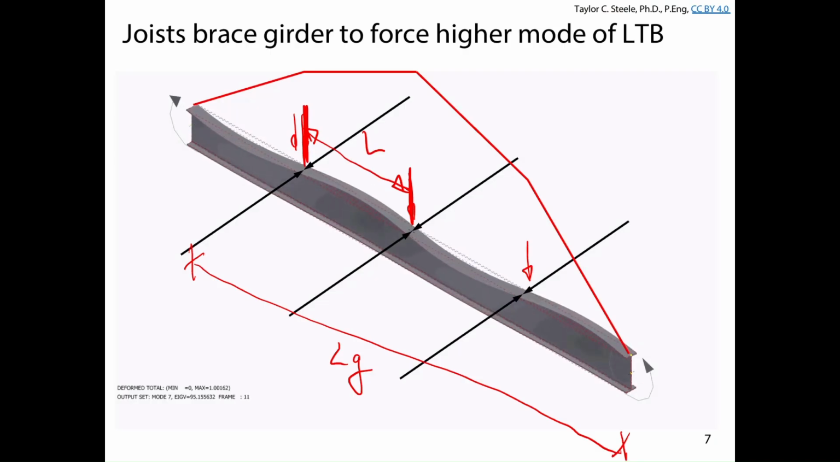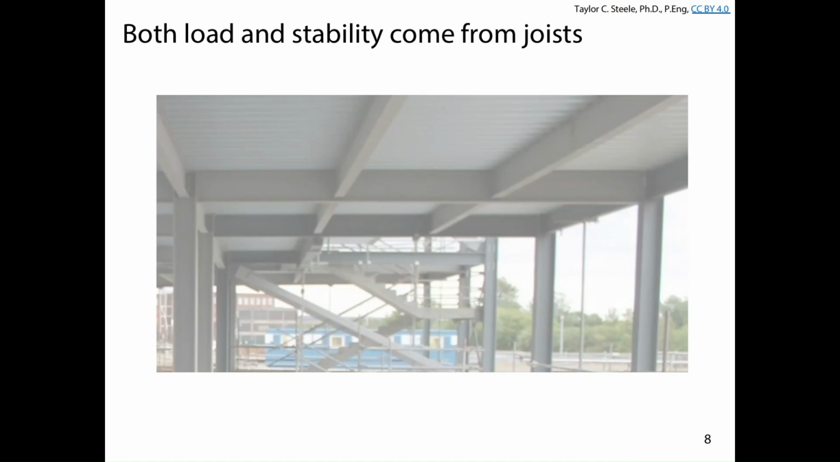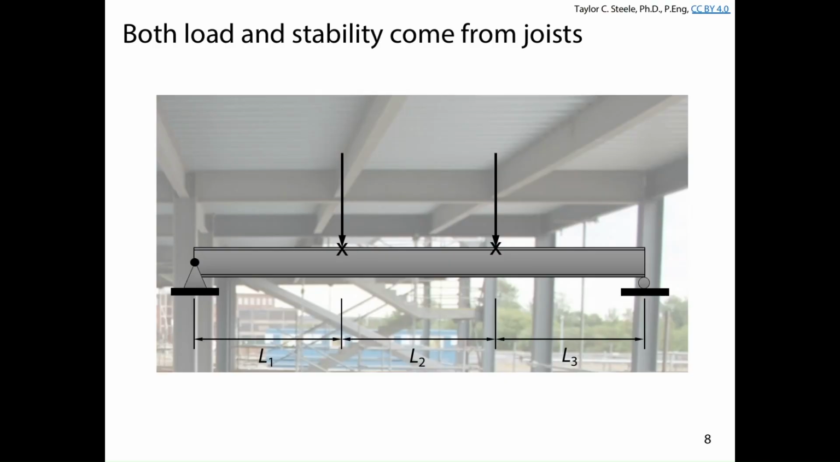And so basically we're going to treat each of these individual segments between the joists as almost its own beam. Every segment is going to have its own critical elastic moment to consider, and we're going to see today that the most critical segments tend to be the ones towards the middle of the girder. All right, so basically, as I was discussing before, both the load and the stability come from the joists.